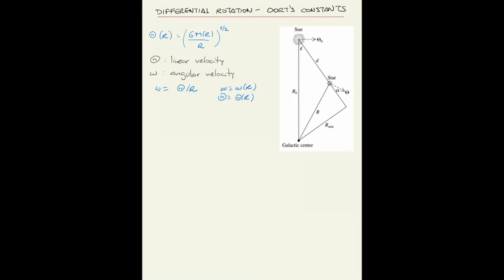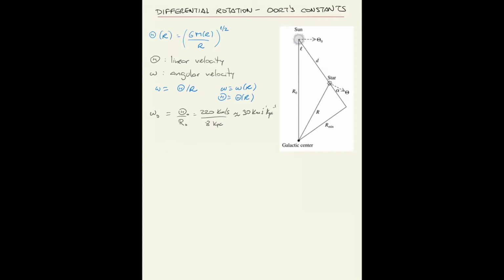Now, at the sun's location, we can define what the angular velocity is. Capital Theta naught is 220 kilometers per second, and r naught is 8 kiloparsecs. Therefore, for the sun, you can define an omega naught, which is Theta naught over r naught, equal to 220 kilometers per second over 8 kiloparsecs. That gives you about 30 kilometers per second per kiloparsec. If you want, you can cancel the kilometer and the kiloparsec, and this will become 0.028 radians per million years, 5.8 times 10 to the minus 3 arc seconds per year.